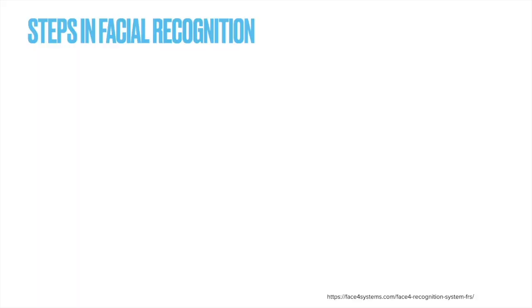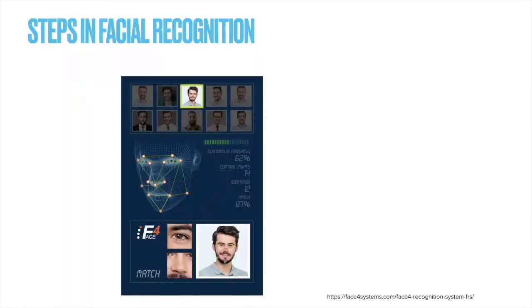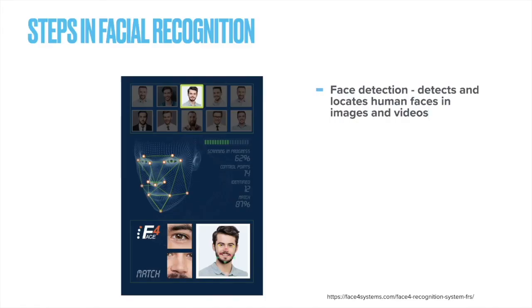Now, to explain this a bit further in detail, there are certain steps in facial recognition, and some of these terms are used interchangeably, but there are subtle differences which we should understand. The first of all is face detection. Face detection actually includes detecting and locating human faces in images and videos, right? So this is the first step of facial recognition.